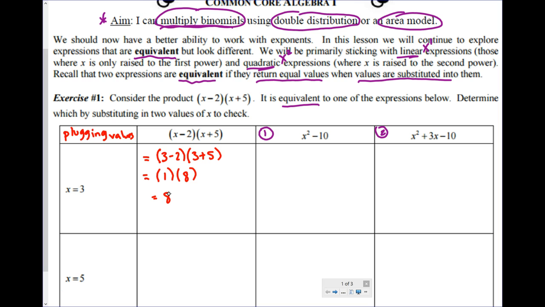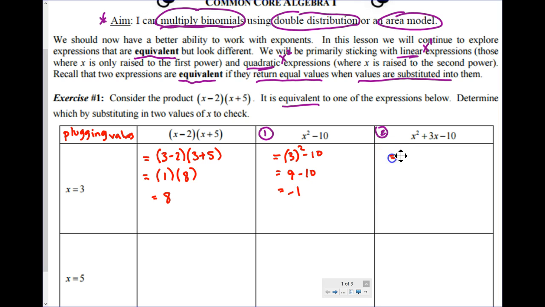Let's plug it into the second column. Instead of x squared, I'm going to have 3 squared minus 10. And I always plug in with parentheses when I have exponents. 3 squared is 9, and 9 minus 10 is negative 1. So it's looking like already these two aren't equivalent, because when I plugged it into the first one I got 8, and I plugged in the second one I got negative 1. So I'm guessing it must be equal to the last column.